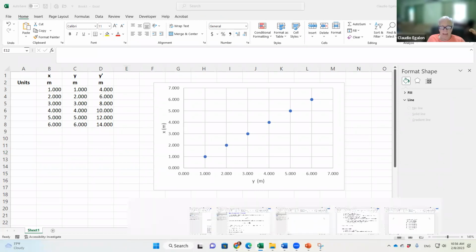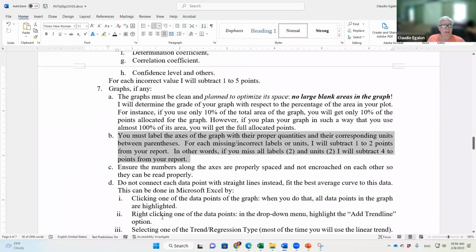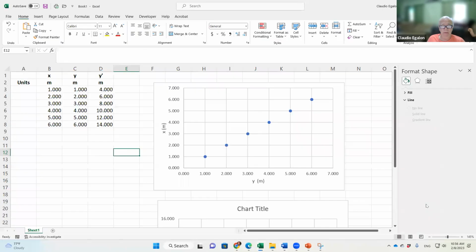Okay, that's what this item B means. Any questions so far? Ensure that the numbers along the axis are properly spaced and not encroaching on each other so they can be read properly. What do I mean by that?